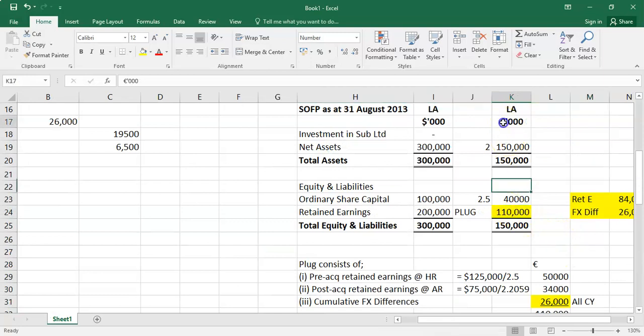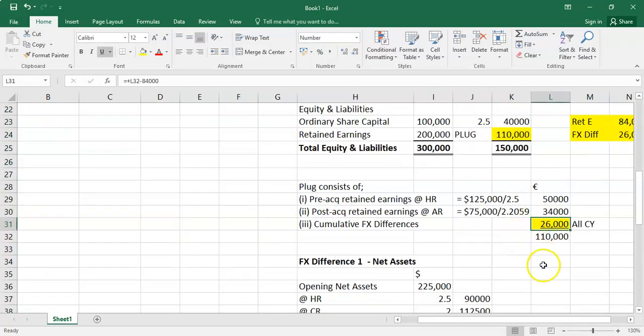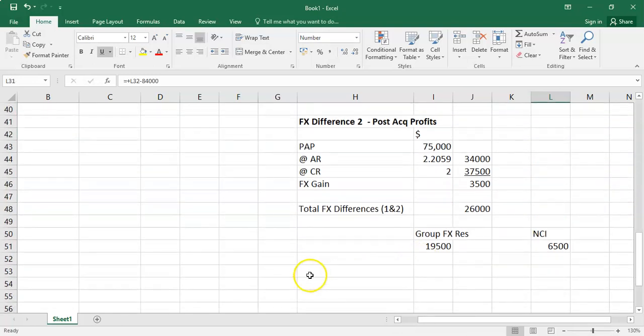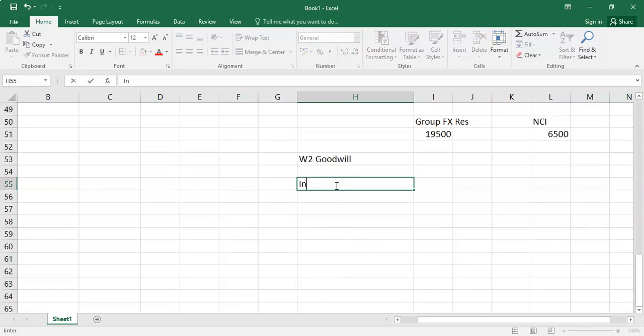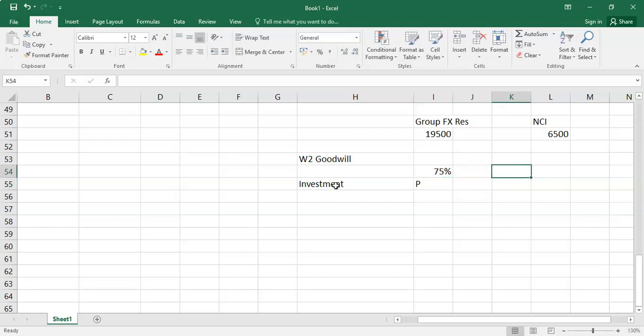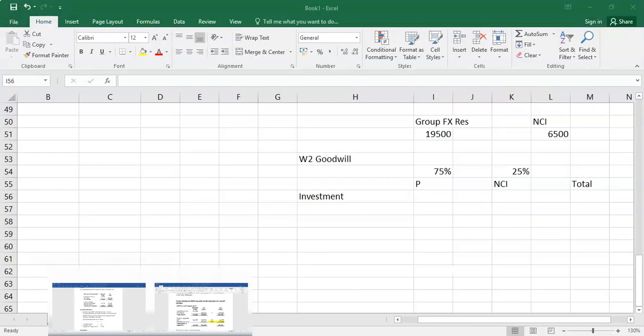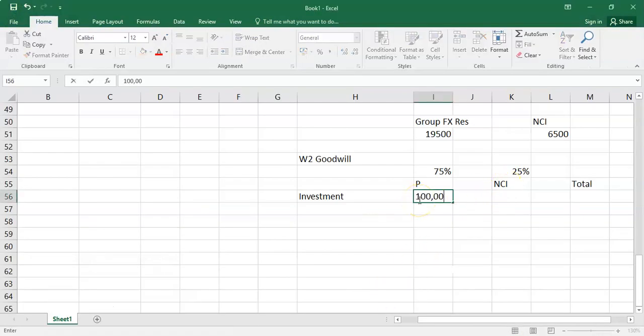You get the retained earnings, you convert the statement of financial position, you figure out what the differences are, and you allocate them out. Our next working, working 2, is going to be Goodwill. You proceed as normal now, based on the information in the question. So you go investment, and we go 75% parent, 25% NCI, and total. We know the investment in the parent is given directly in euros in the question. They acquired 100,000. We don't know yet the NCI because we're using method 1.